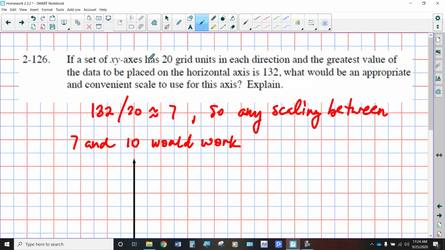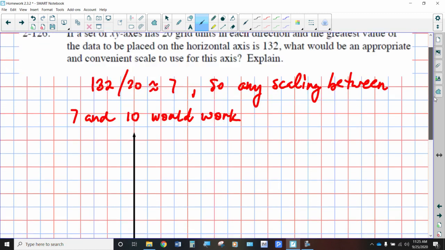If a set of XY axes has 20 grid units in each direction and the greatest value of data to be placed is 132, what would be an appropriate and convenient scale to use for the axis? This is a big problem. I find myself doing this all the time. If I need to fit in the number 132 and I don't have enough squares, I think, to count by 10s or count by 20s, you've got to make it work.